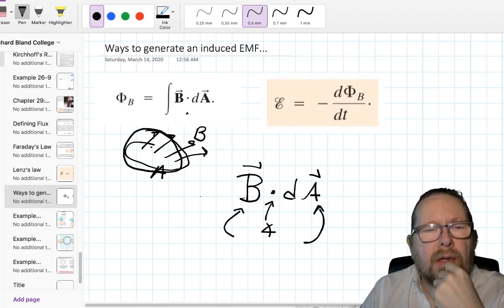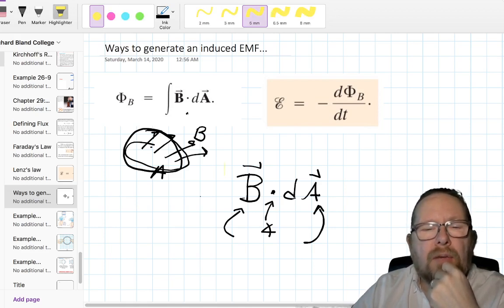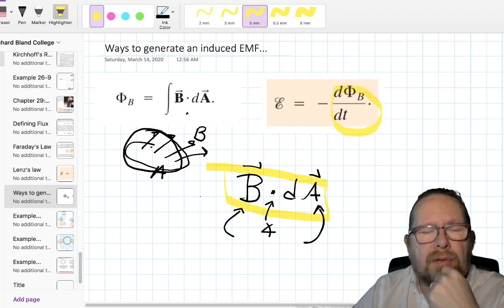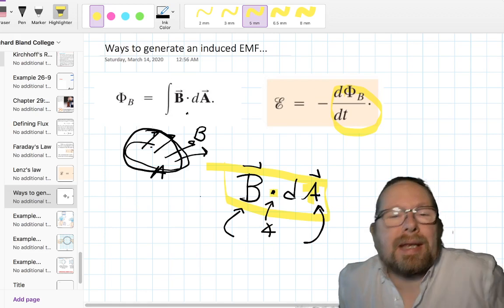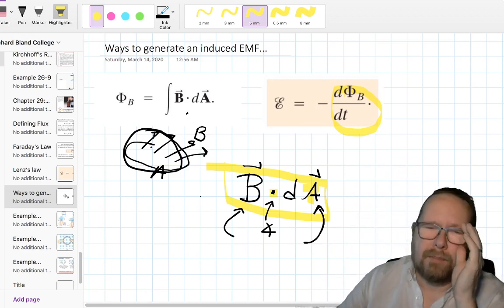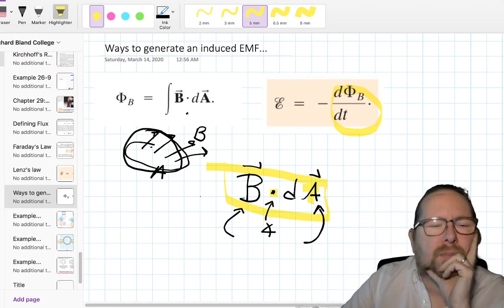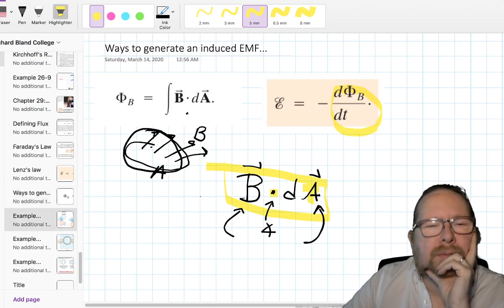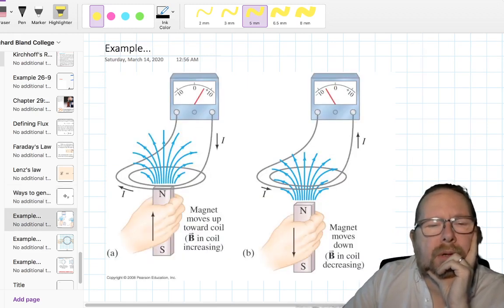So in the rest of the chapter, we'll see many examples of ways to generate a changing magnetic flux by changing either the strength of the magnetic field, the area of the loop, or the relationship in space between the magnetic field and the loop itself. So here's an example from the book. Imagine you've got a loop of wire that looks like this.